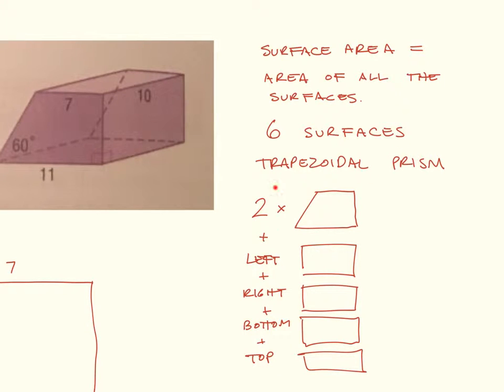So we've got 2 of these, that's this, and then this. Then we've got a left side. I was using that parallelogram there as the left. Then the right side right here, and the bottom, of course, right here, and the top right here. We just find all those, and then we add them up together, and we should get our answer.